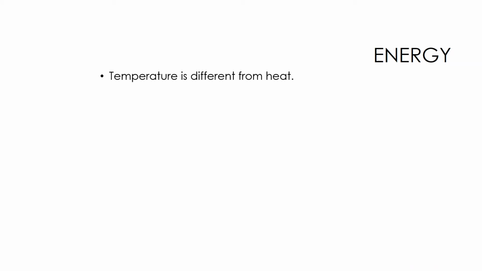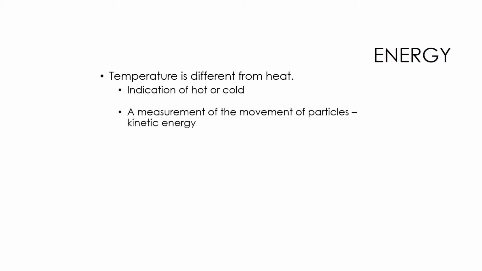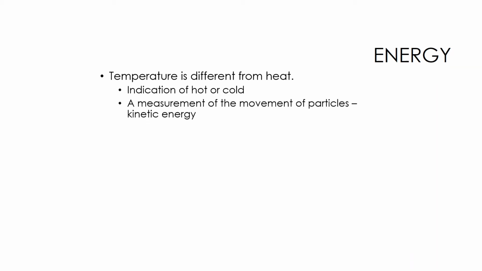Don't forget that temperature is different from heat. Temperature is really an indication of how hot or cold something is. We measure temperature, it's the movement of particles. Literally, a thermometer measures how many particles are bumping into that thermometer. If a lot of particles bump into it, then that's recorded as higher temperature. And if fewer particles bump into it, it's recorded as lower temperature. So it's about how fast the particles are moving in a system.